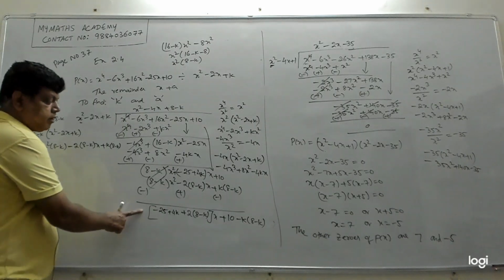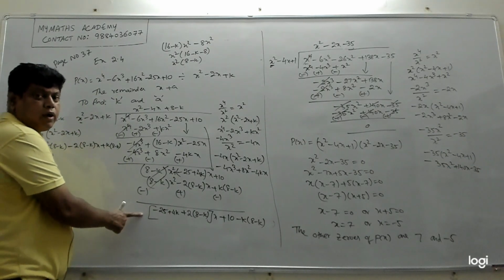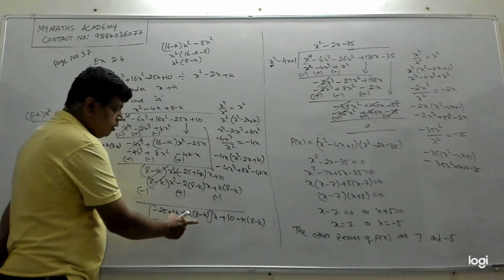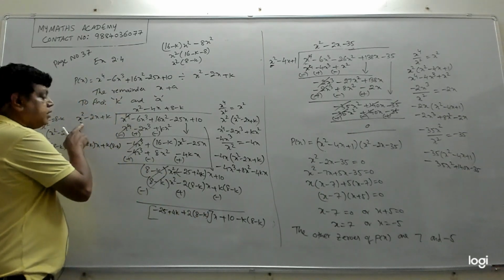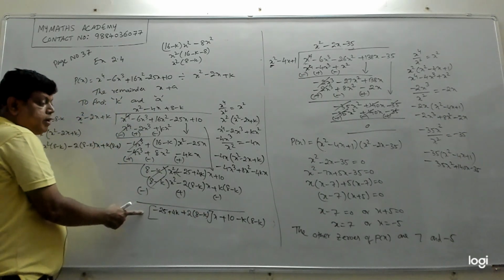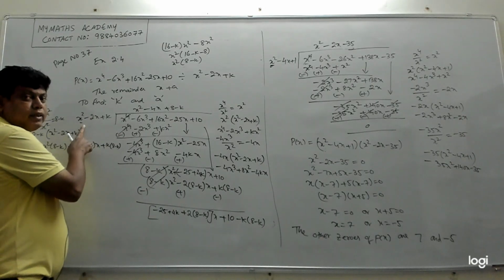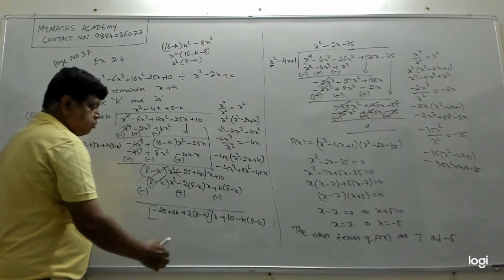Right, so this is our remainder. And we should stop the division here. Why? Because the degree of this is 1, degree of this is 2. Whenever the degree of your remainder is less than the degree of the divisor g of x, we should stop the division. Now this is the remainder.